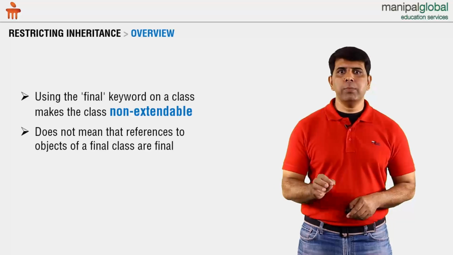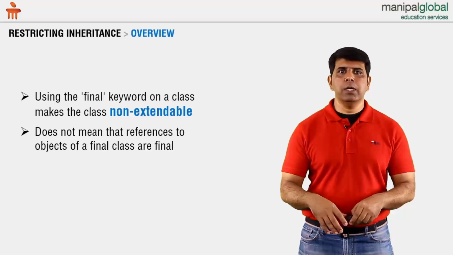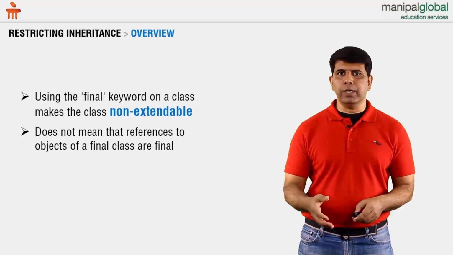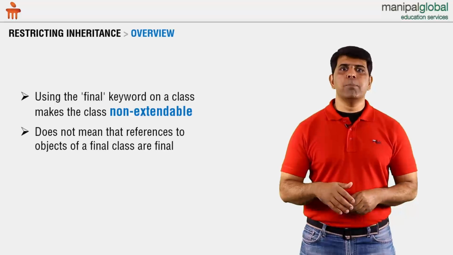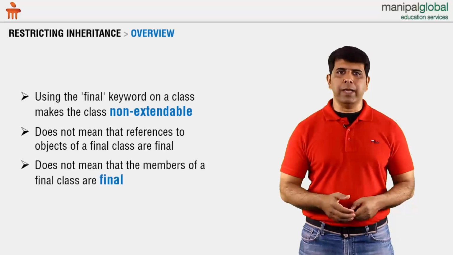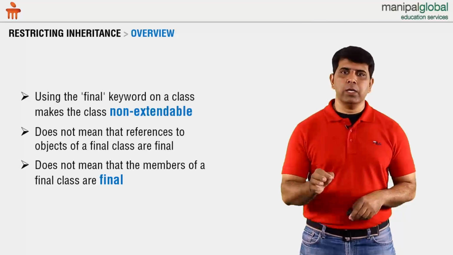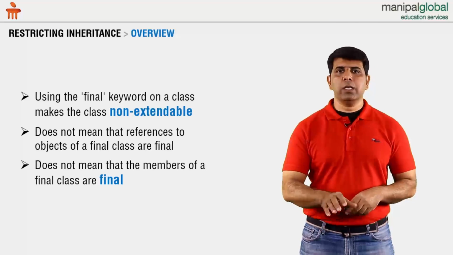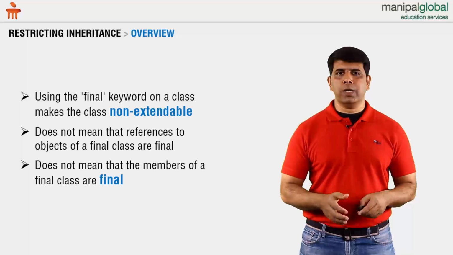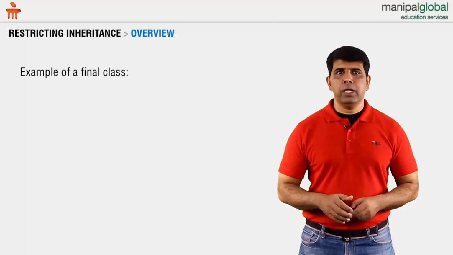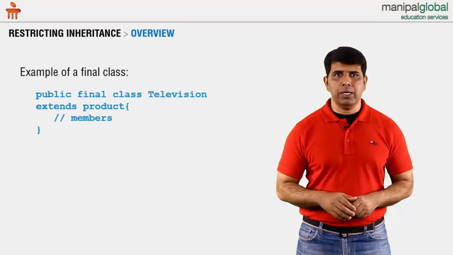Now, this does not mean that the references of the objects of a final class are also final. And it doesn't mean that the members themselves are final. It doesn't mean anything. It only means that the class cannot be used as a superclass. That's all it means. Now let's take an example of a final class.